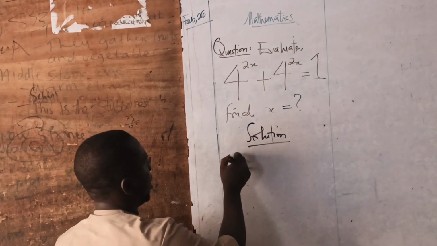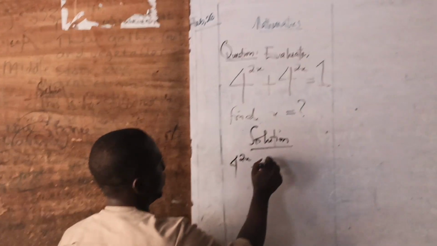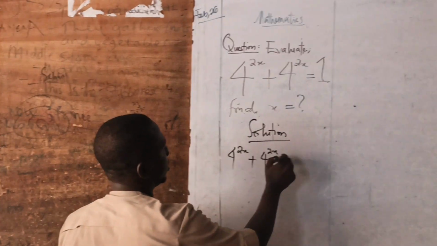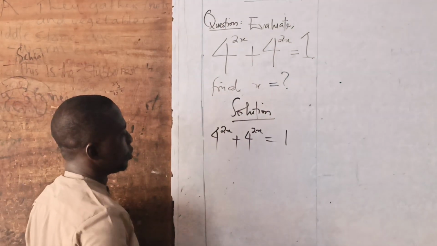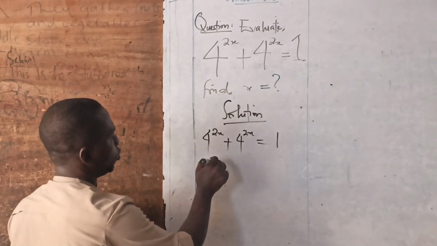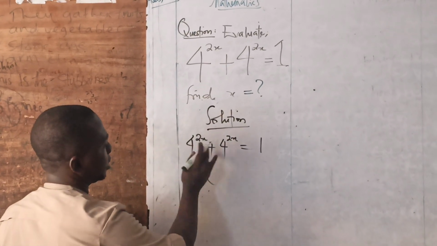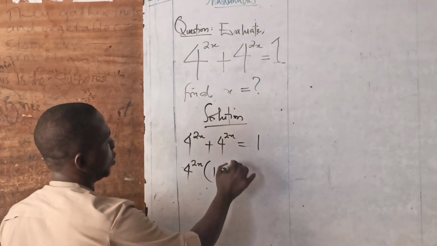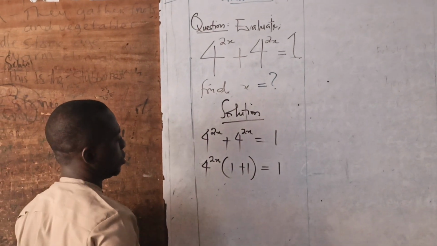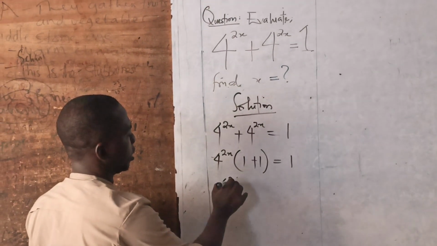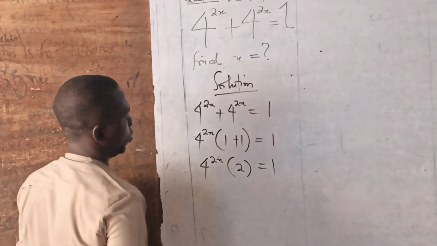Now let's write, we have 4 raised to power 2x plus 4 raised to power 2x is equal to 1. Let's factorize 4 raised to power 2x. That is 4 raised to power 2x into brackets 1 plus 1. 1 plus 1, that is 2. That is 4 raised to power 2x into 2 is equal to 1.